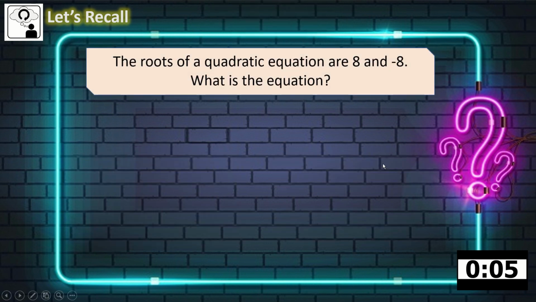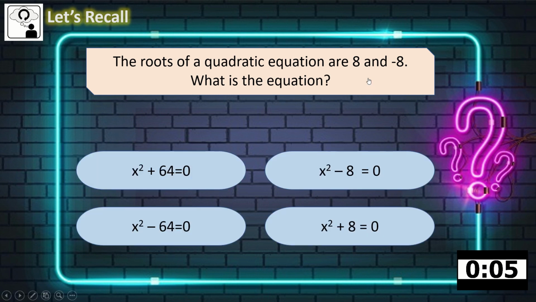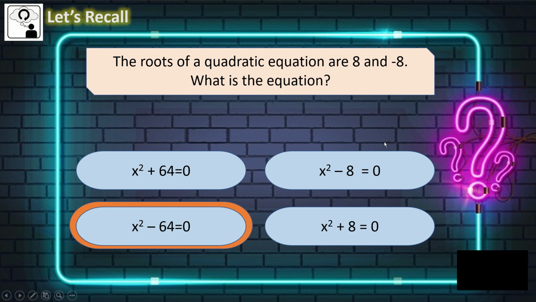And for our last question, the roots of a quadratic equation are 8 and negative 8. What is the equation? Timer starts now. Okay, time's up. And the correct answer is x squared minus 64.